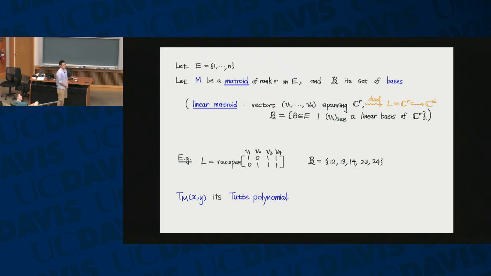And lastly, there is a polynomial called the Tutte polynomial of a matroid. For this talk, all I will say is that it's a bivariate polynomial, so 2 variables. And it's one of the most famous invariants of matroids and graphs. So I won't say too much more. You can ask me, of course, a lot more later. But for this talk, we'll just settle with that.